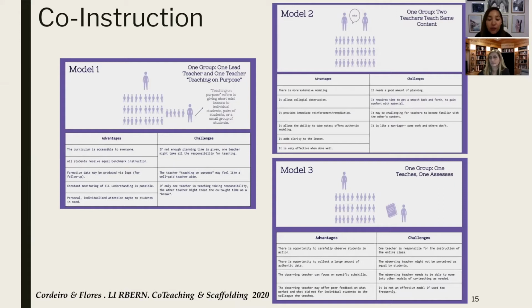The first 3 models on the screen each employ whole group instruction. Models 1 and 3 have one co-teacher leading instruction. In model 1, the second co-teacher is either teaching on purpose by providing specific support to an individual or small group of students. In model 3, the second co-teacher is collecting data by assessing student work. Model 2, sometimes called teaming, also involves whole group instruction. However, in this model, both co-teachers are leading instruction.